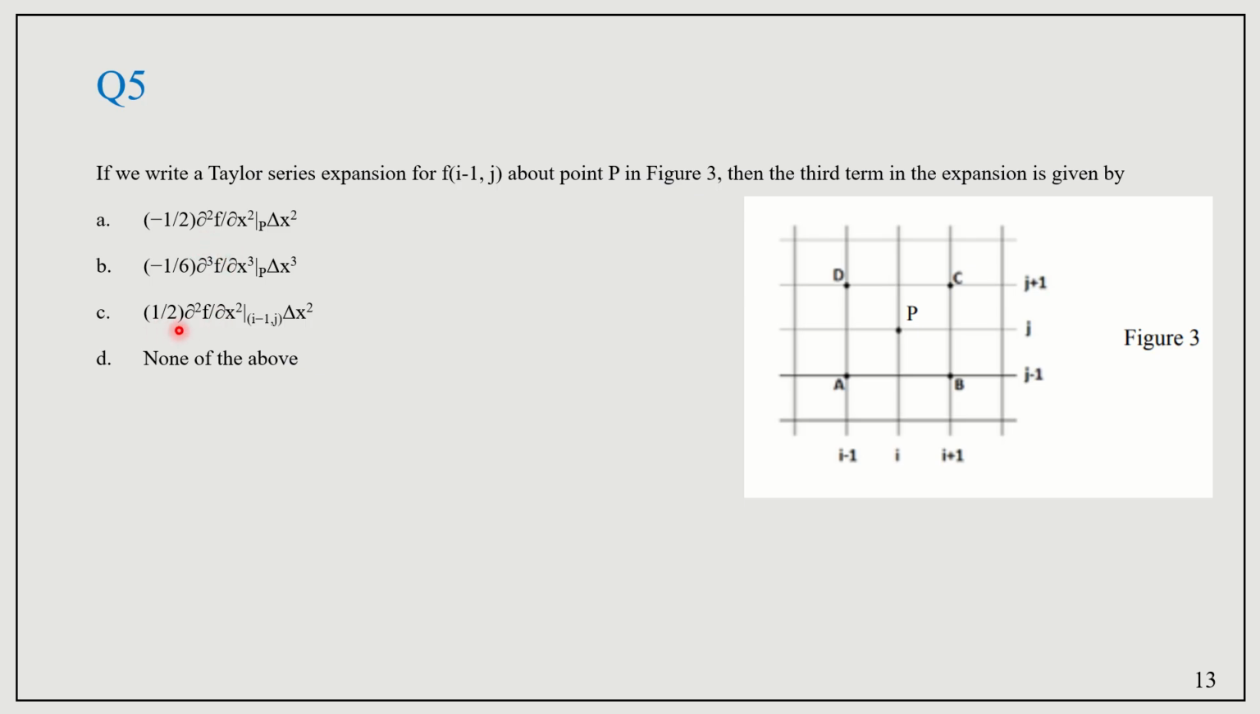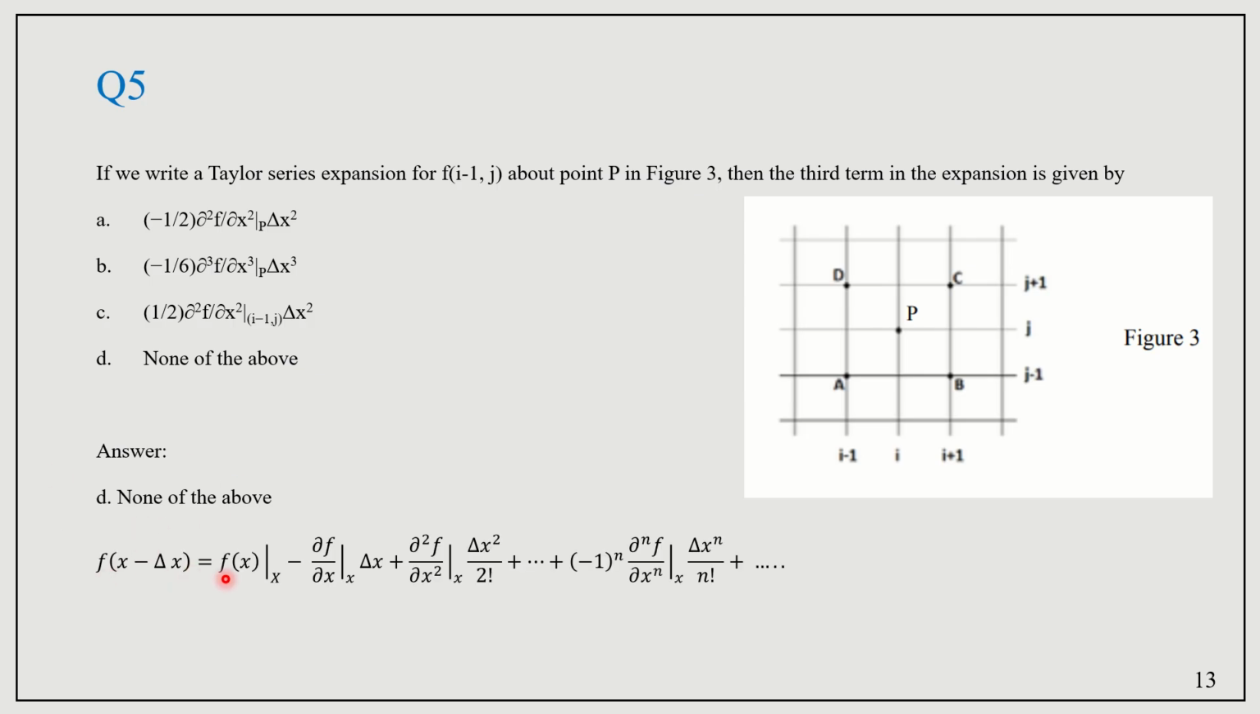Third one, it is 1 by 2 into dou square f by dou x square at i minus 1 into delta x square. It is not at i minus 1, it is about point P. So it should be at point P, it shouldn't be at i minus 1 comma j. So option C is also false. So answer is none of the above. Option D is the answer, none of the above.